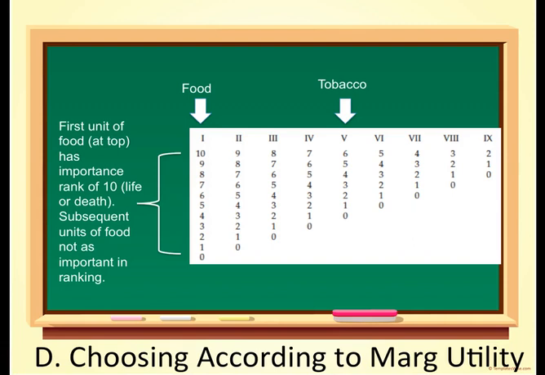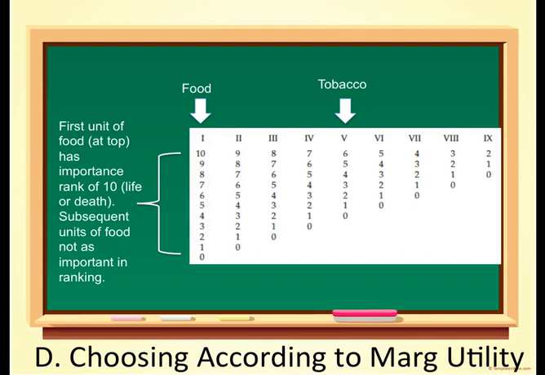So here, Menger shows us that it doesn't make sense to say, is food or tobacco more valuable to this person? You'd have to say, well, how many units of food and tobacco do we have right now? So the first unit of food is more important than the first unit of tobacco, way more important. And in fact, the first 4 units of food are more important than that first unit of tobacco, right? Because it's the 10, 9, 8, 7 of those first 4 units of food, right?